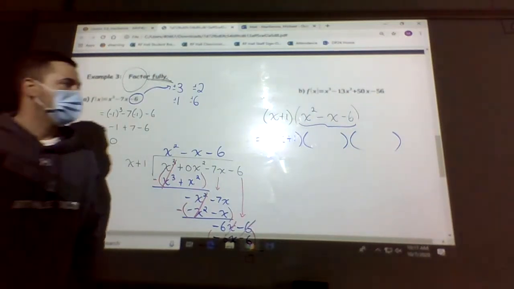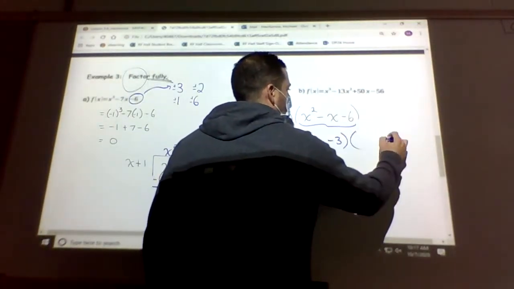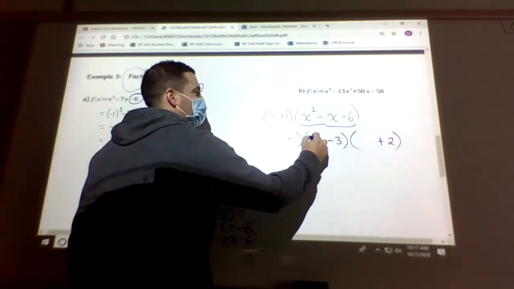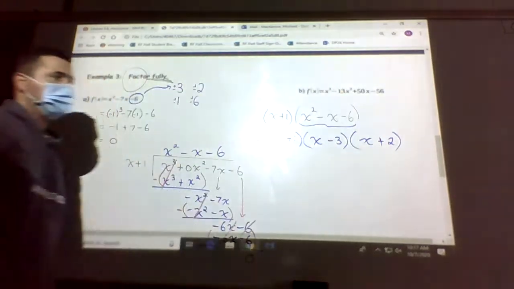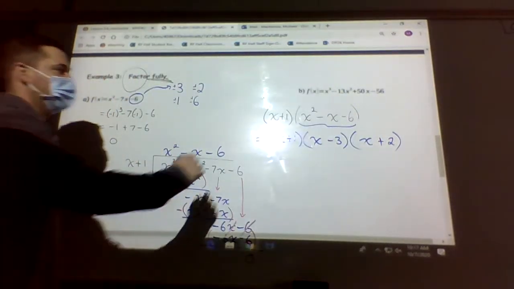What are two numbers that multiply to negative 6 and add up to negative 1? Negative 3 and positive 2. Good. And then we put an x in each of them. And now it's factored fully.